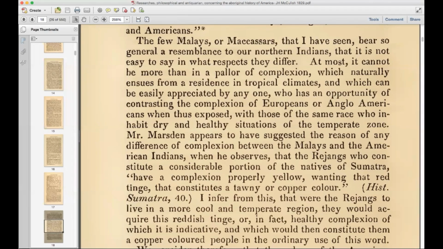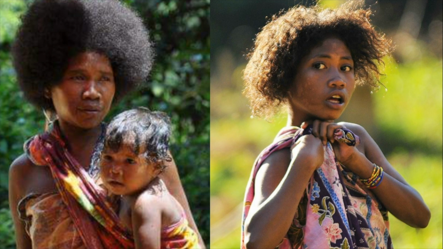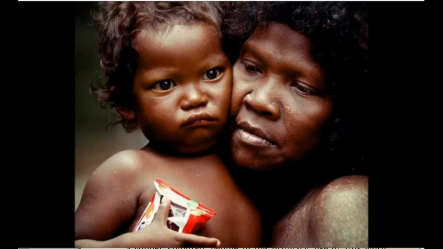And continuing the book, it says, the few Malays or Macassars that I have seen bear so general a resemblance to our northern Indians that it is not easy to say in what respects they differ. All right, so now what do Malays look like? The original Malays and the Aboriginal Malays, right? This is what they look like. So, what is the difference? You tell me, all right?